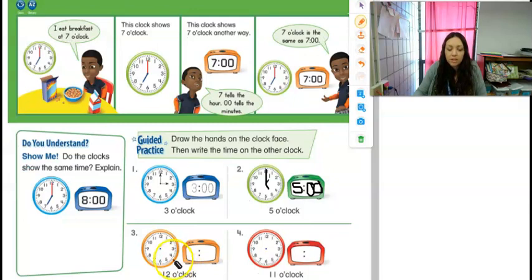We want to do 12 o'clock. So our hour hand, the shorthand, is going to point toward the 12, but then what about the minute hand? The minute hand is going to point towards the 12 too.